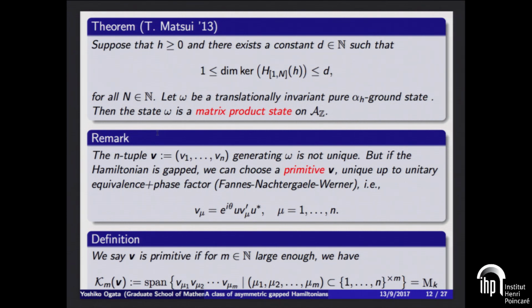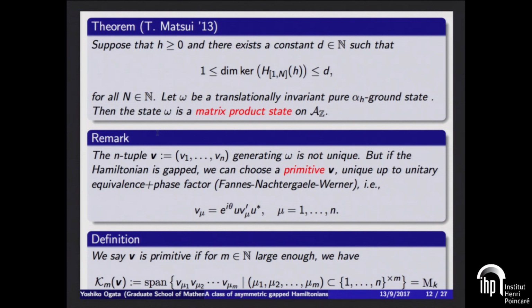Primitivity is something we saw in yesterday's open session talk by Professor Felix Garcia. I would like to introduce another characterization of the same primitivity here, which I wrote here. We say V is primitive if for m large enough we have this condition. So what is this condition? First I'm defining this curly M_m(V) as the span of m-tuples of V's. So m is fixed. We always consider m-monomials of V and consider the span of such.